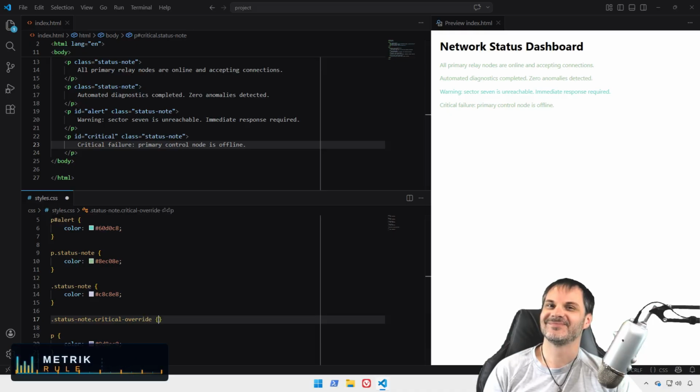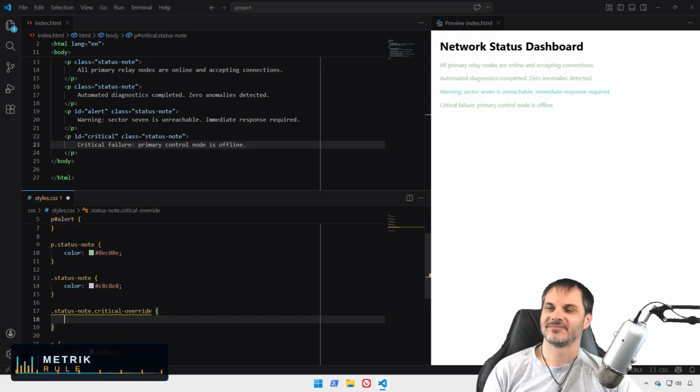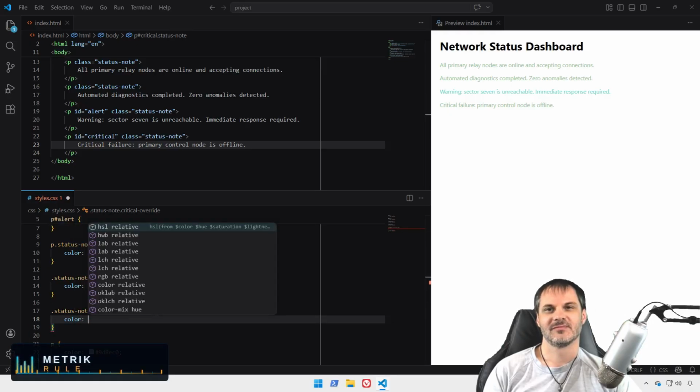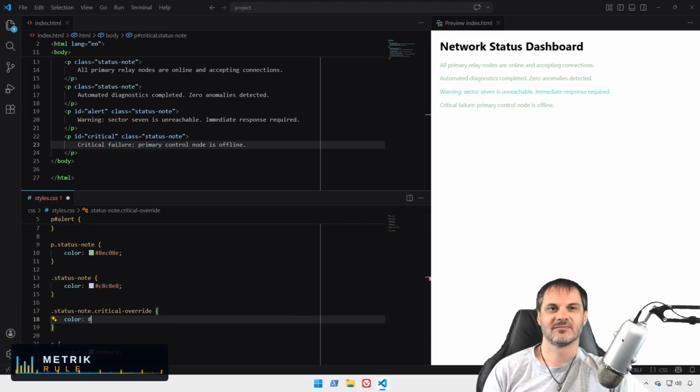Everything turned red. All 4 paragraphs are red, including the alert paragraph that had the ID rule winning. The exclamation mark important on the class rule beat the ID rule. The exclamation mark important declaration steps outside the specificity system entirely. It is not a high score, it is a different category. The normal specificity hierarchy does not apply to it. So it always wins. Almost.